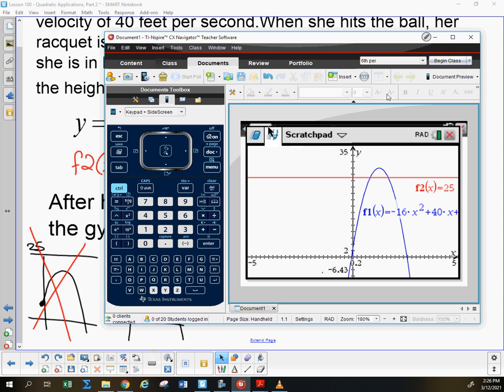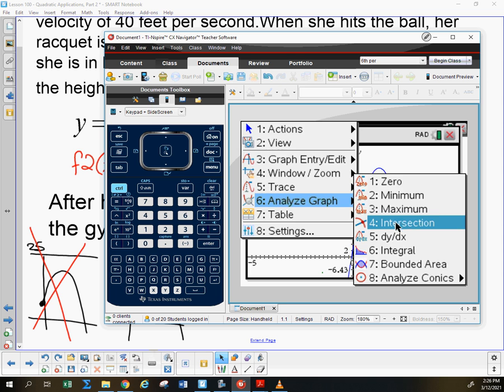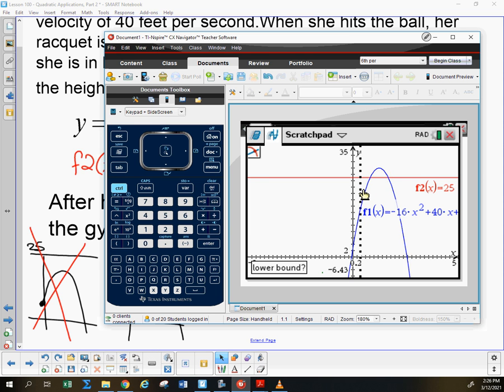So menu, analyze graph, intersection, lower bound, so we go to the left of the point we want. We can't go so far to the right that we get both intersections in there. It's going to confuse it, just that one that we're interested in. And its coordinates are 0.816987, so we're going to round that to 0.817, and we see that 25 is indeed our second coordinate.